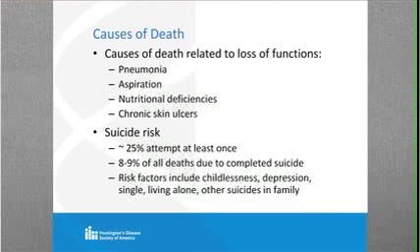The risk factors are typical for those outside of Huntington's disease: childlessness, depression, single, living alone, other suicides in the family. But I also put this because there's a loss of function. When people transition from stage 1 to stage 2, they often lose functions such as working, driving, and that puts them at increased risk for suicide as well.